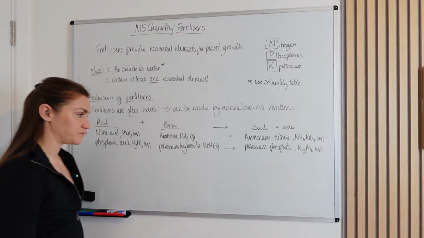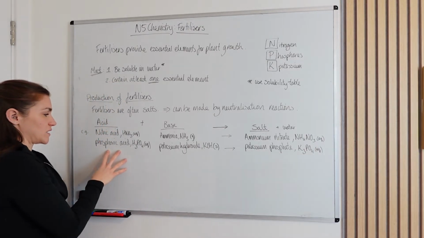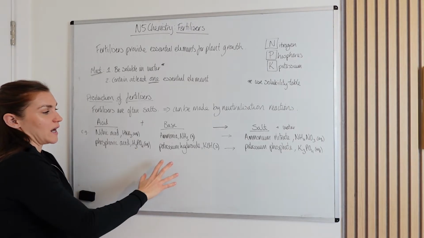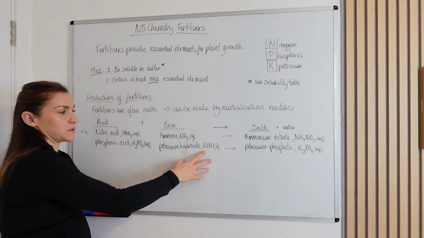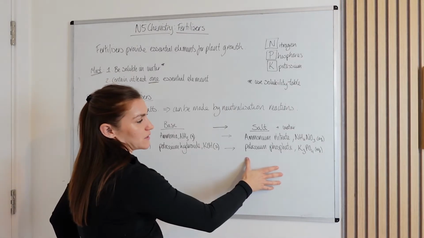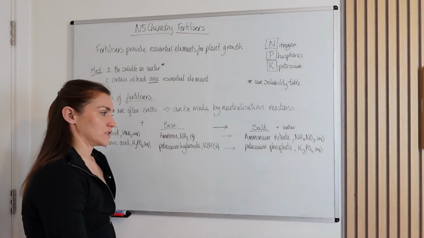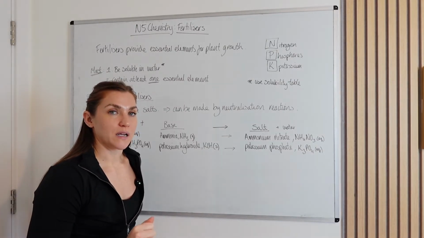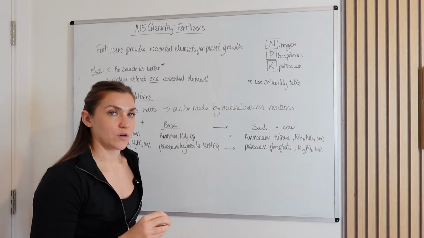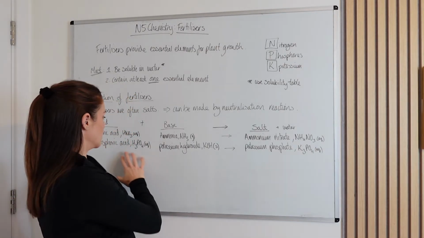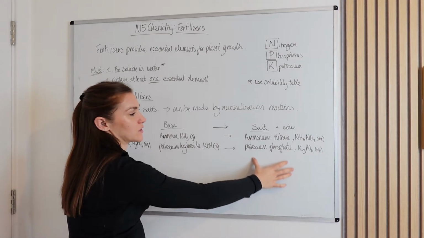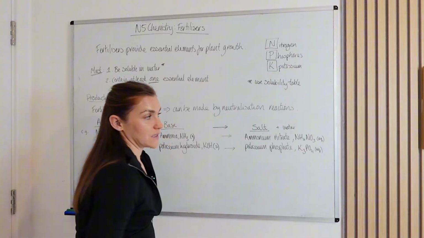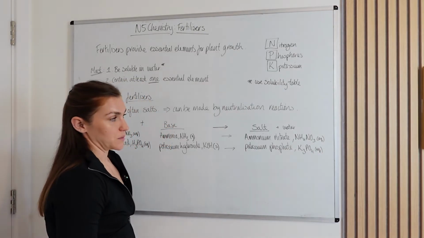It contains nitrogen. We could also have, as an example, phosphoric acid. Phosphoric acid contains phosphorus, and we could react that with potassium hydroxide, which contains potassium, and that would give us the salt potassium phosphate. If you need some more help with naming salts, then you might want to go back and watch my acids and bases video, because I do a lot of naming salts in that. So the potassium phosphate would be the fertiliser in this case. It contains two of the essential elements for plant growth, and it is also soluble in water, so it would be suitable as a fertiliser.